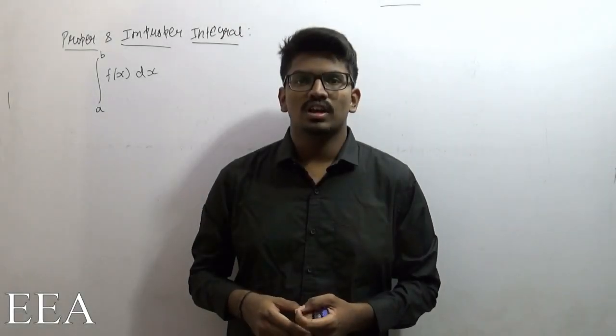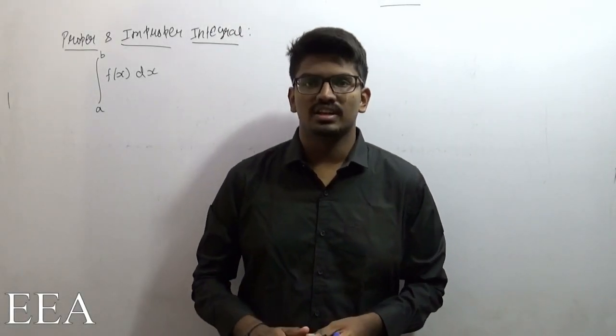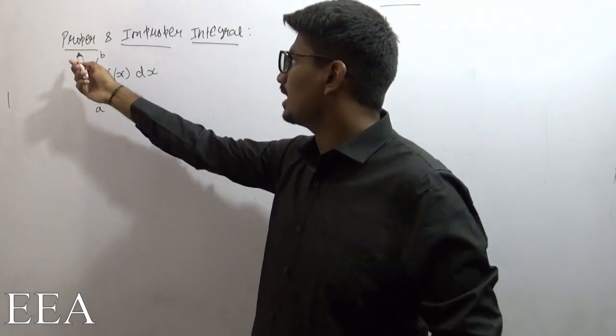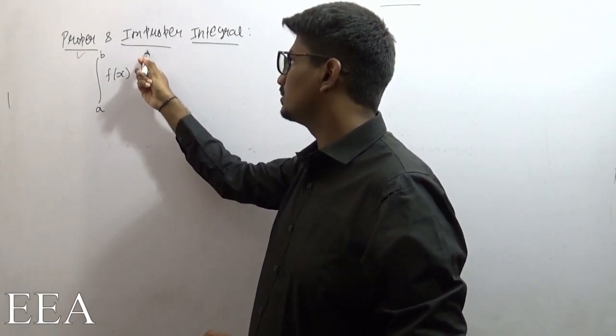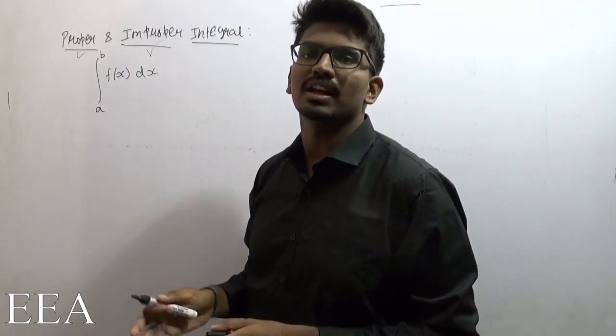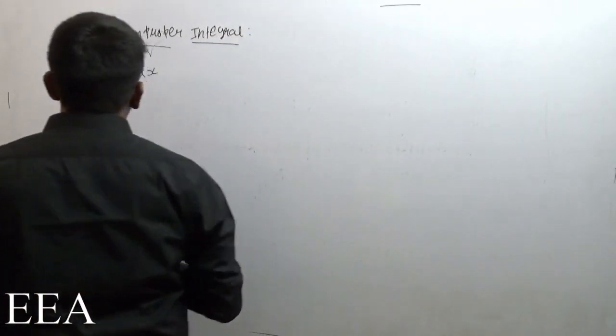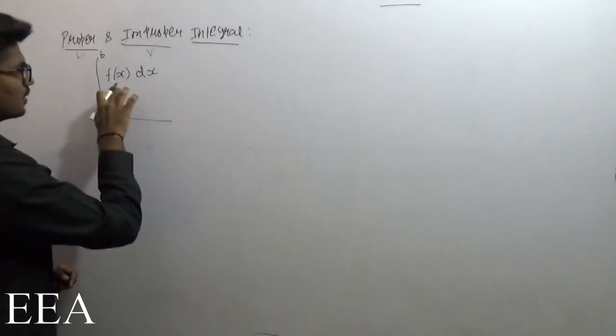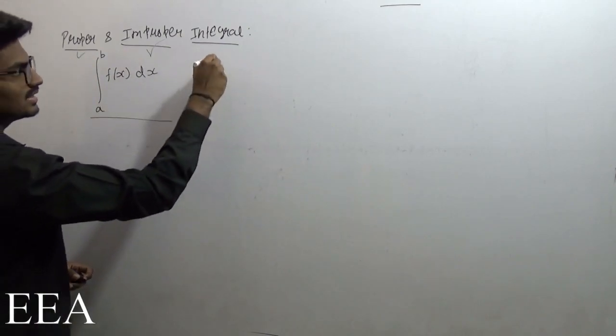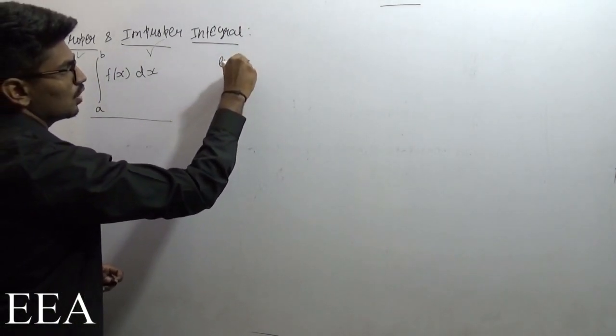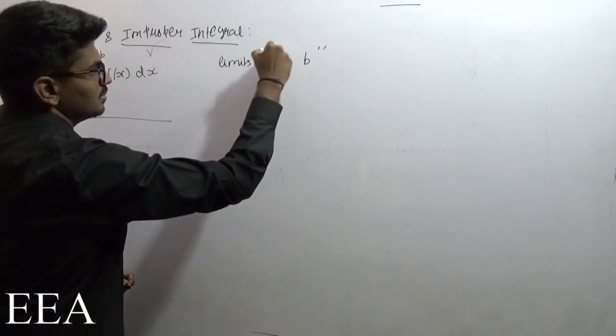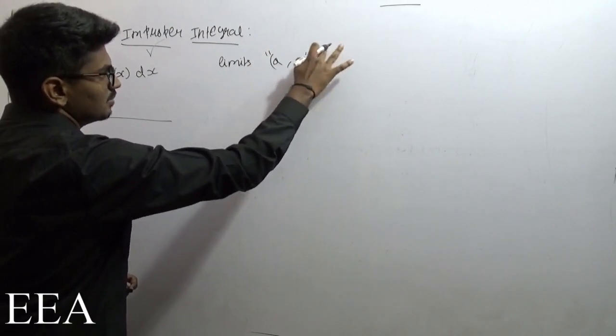We are going to talk about a proper integral and improper integral. So first, what is meant by a proper integral, and next we will see what is meant by improper integral, or we will compare those two things. First, let us take an example, integral of f of x dx from a to b. So the lower limit is a and the upper limit is b. Okay, so the limits are a and b.